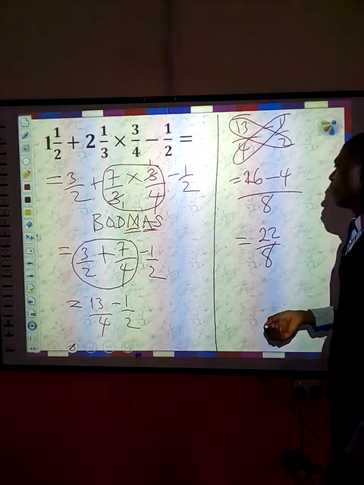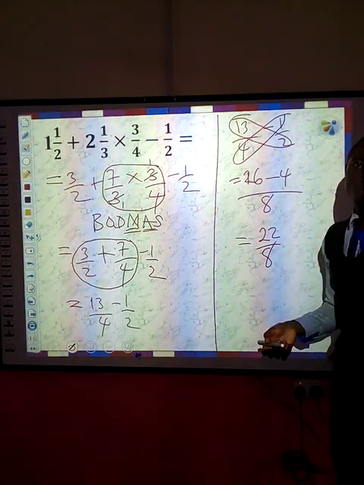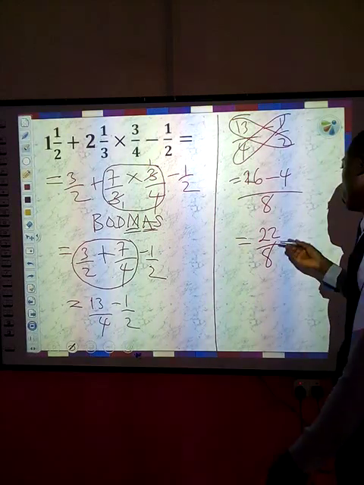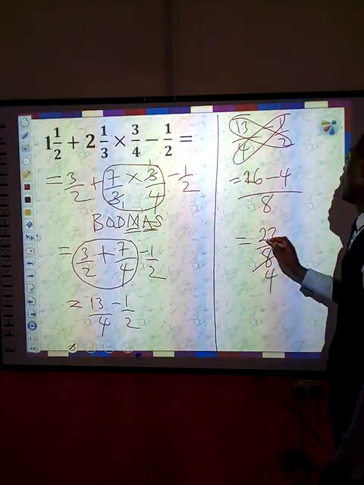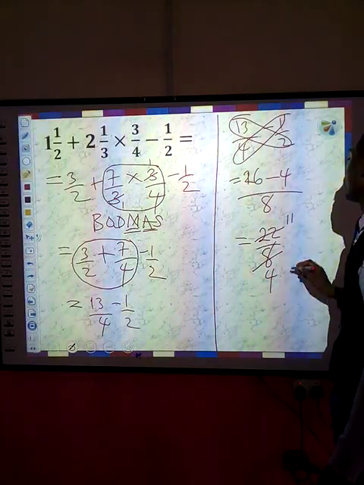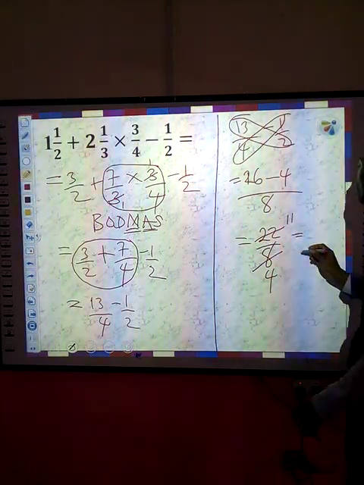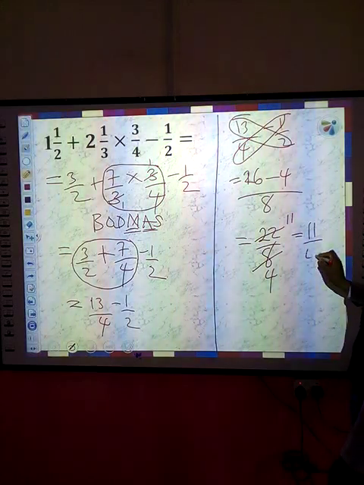And then 22 and 8, they have a common factor. 2 is common to both of them. So 2 in 8, you're going to get a 4. 2 inside of 22, that's 11. So the whole fraction reduces to 11 over 4.